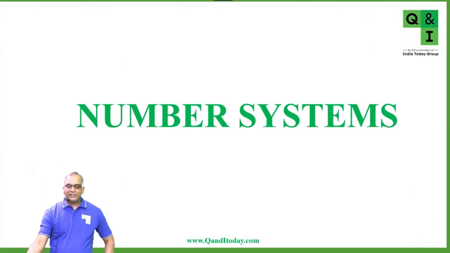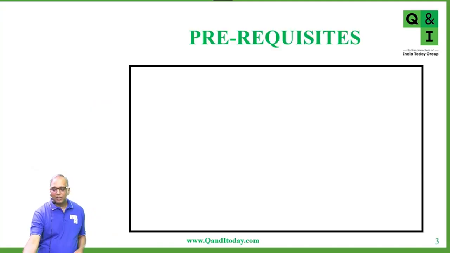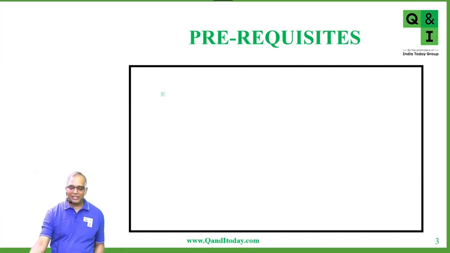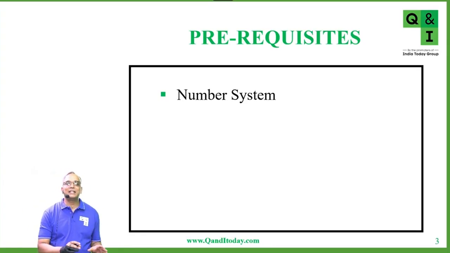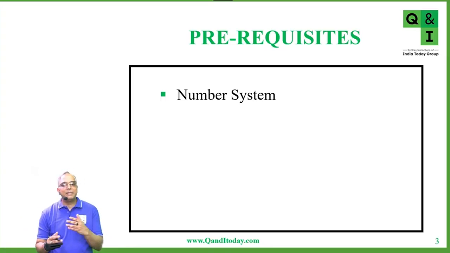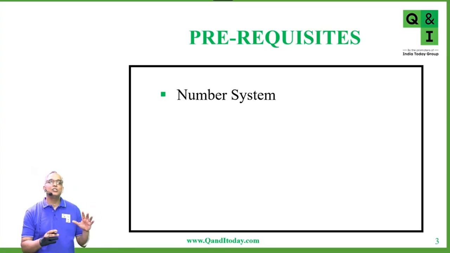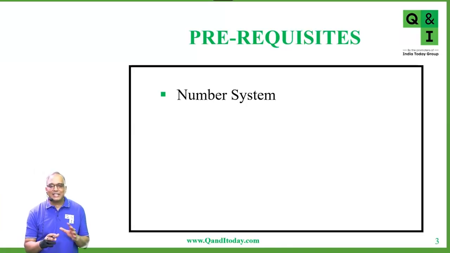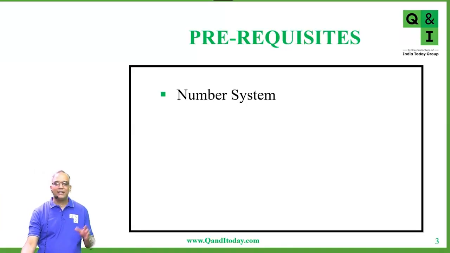So today we'll start with the first chapter, that is number system. You must have studied number system in your previous grades as well. What are the prerequisites required to understand the chapter well? First, you should have a basic understanding of number system. That means you should know what natural numbers are, what whole numbers are, what integers are, and what rational numbers are. Right. Anyways, we'll recapitulate all the concepts once more.